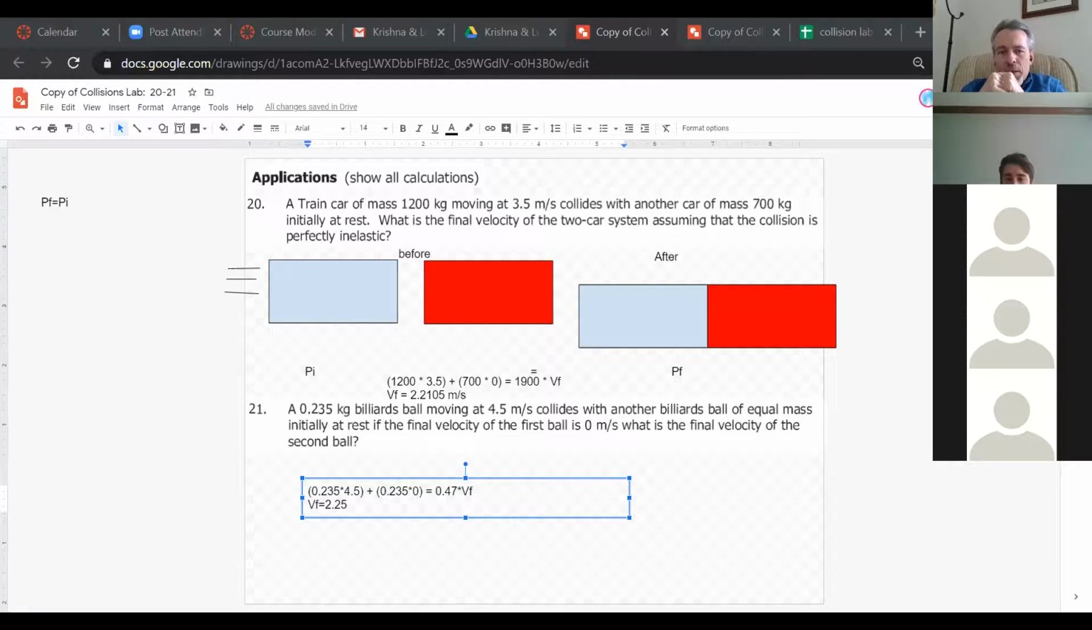Yes. Okay, so it says initially they're at rest, but if the final velocity of the first ball after the collision is 0, it wants to know what the final velocity of the second ball is. Oh, so I don't think they do have the same final velocity. So I think that should be 0.235 times VF plus 0.235 times 0.